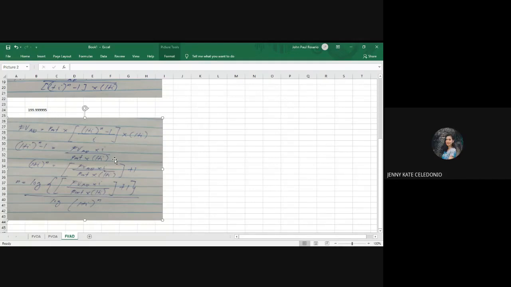Yes, sir. Okay, now tapos kani si minus 1 ato siyang i-transfer dito sa may mo siyang 1 plus i to the power of n equals this plus 1. And then since kani naman ang remaining na function, so with that makagamit na ng logarithm. So n equals log of FVAD times i over payment times 1 plus i, plus 1, over log of 1 plus i. Nasundan ninyo?